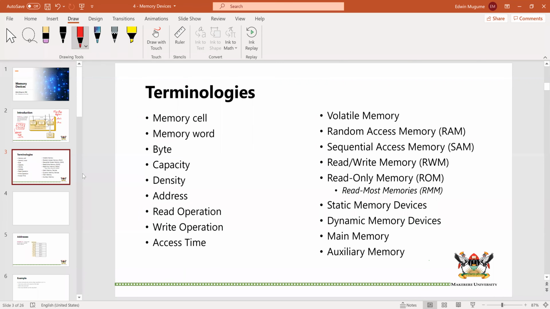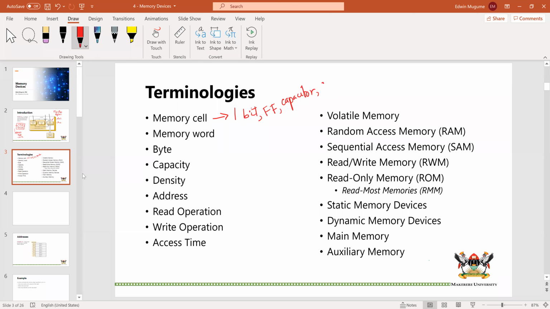A memory cell is a device or circuit that stores 1 bit, strictly 1 bit. So if you have a piece of circuit or a piece of device that stores at most 1 bit, that is called a memory cell. So each cell stores 1 bit. An example of this is our flip-flop, but we can use a capacitor as well. A capacitor can be used in the sense that if it is charged, it is storing bit 1, and if it is uncharged, it is storing bit 0.